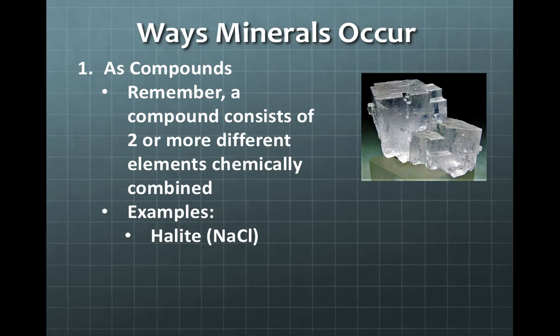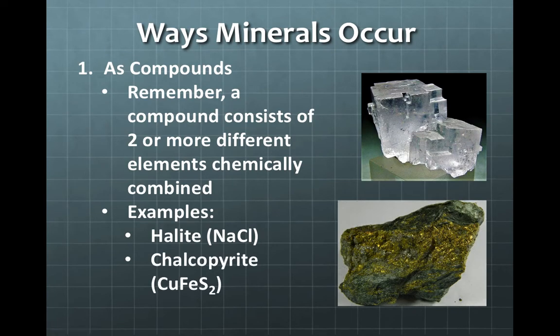Halite is made of sodium and chlorine atoms that have been chemically combined, so we get sodium chloride. So in the formula here, we see this first element, sodium, Na, and then the second element, chlorine. When they combine chemically, we get the compound sodium chloride, which in some cases occurs as the mineral halite.